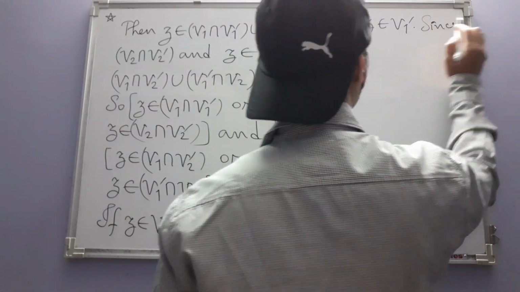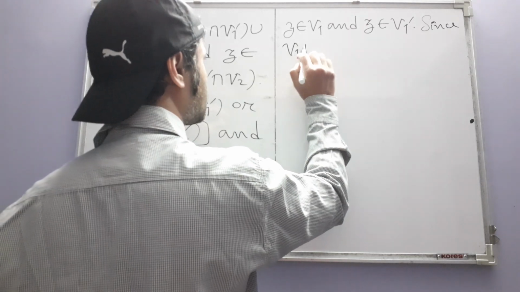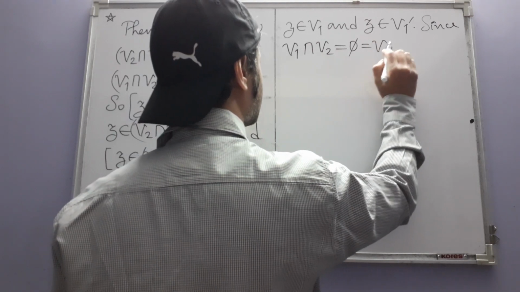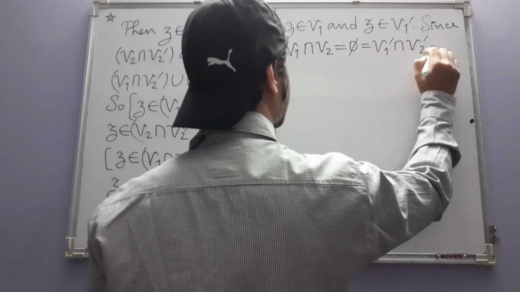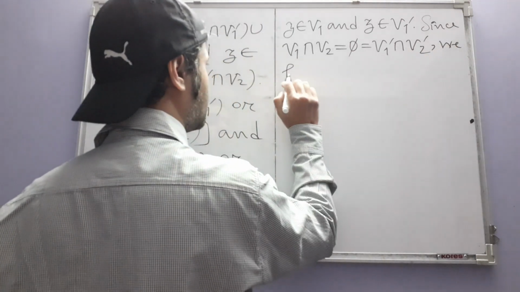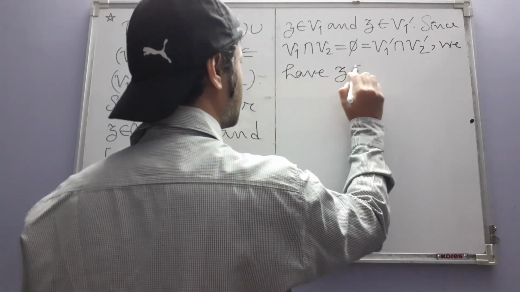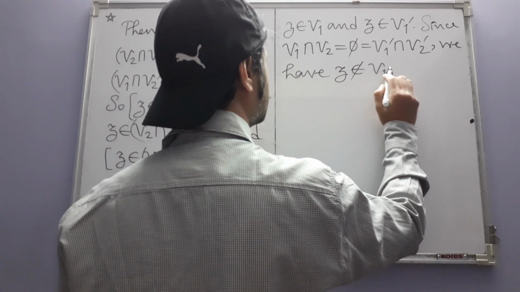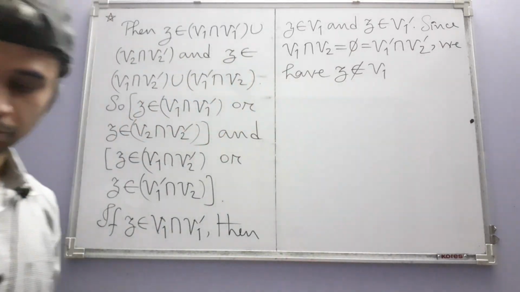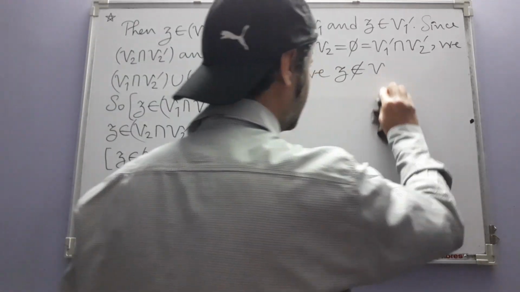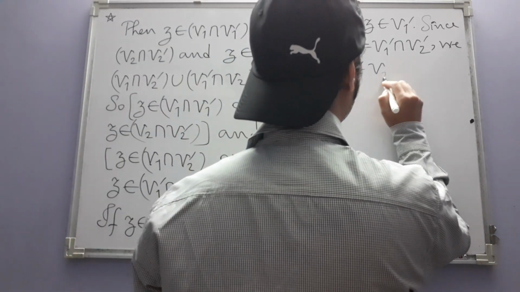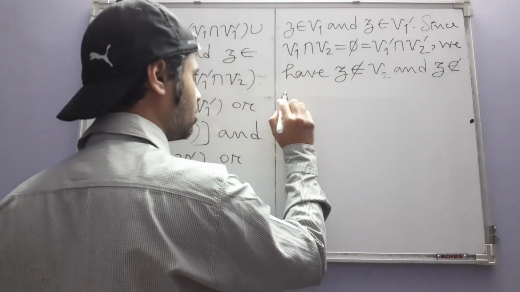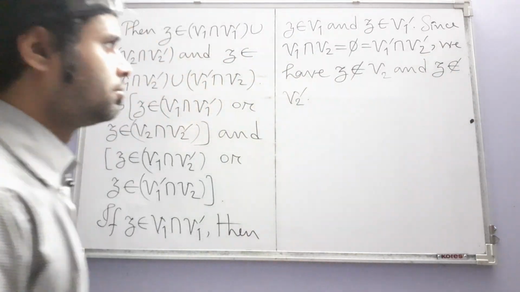Since these two are disjoint and so are V1 prime and V2 prime, we have our vertex not belonging to, no, what am I writing? There won't be any 1 here, and it also does not belong to V2 prime.